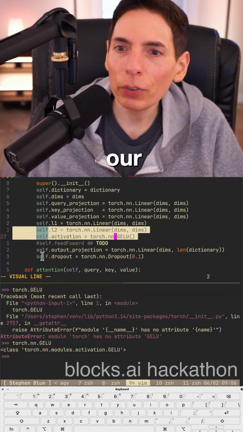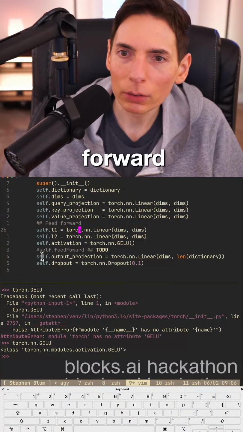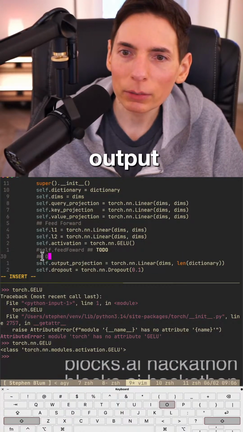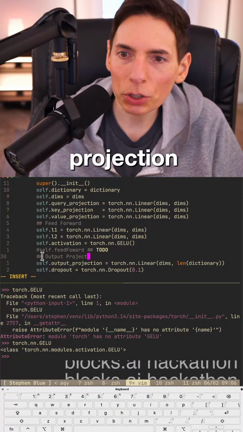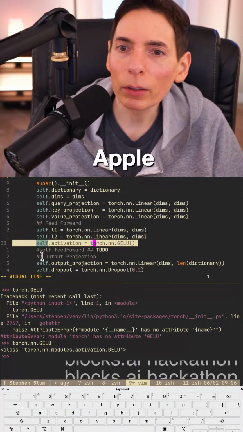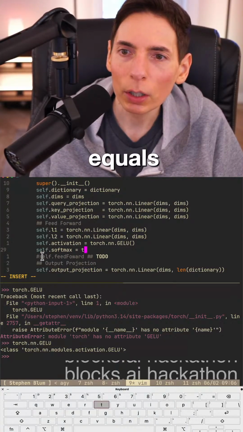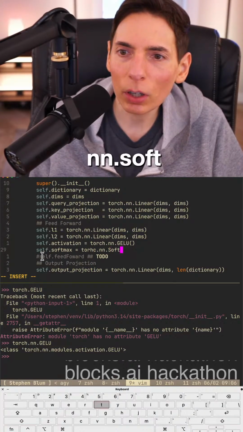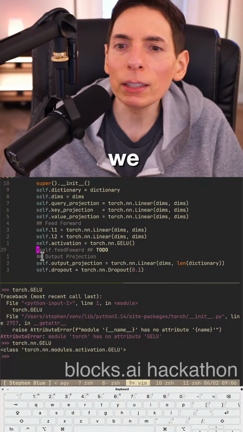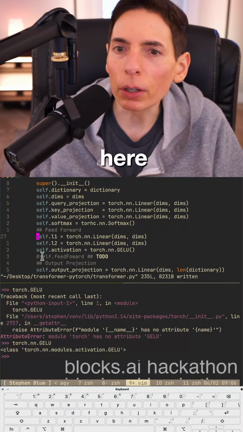All right, so we've got our feed forward, and then we've got our output projection, and then our output, and then we should have a softmax in here, right? self.softmax equals torch.nn.Softmax. There we go. And I believe we need to put that right here. All right, here we go.